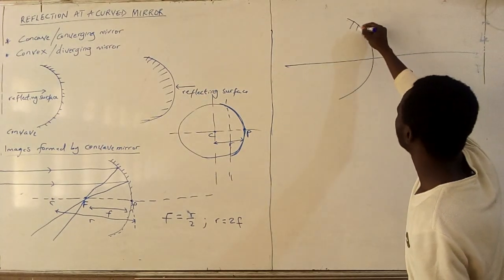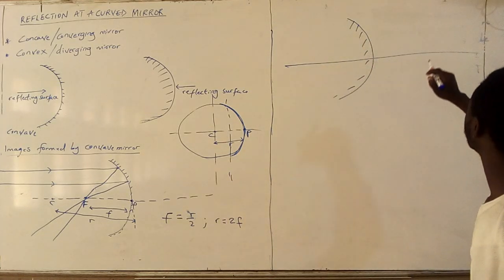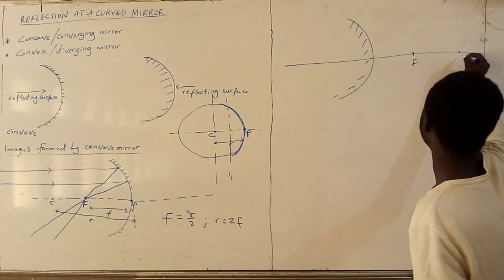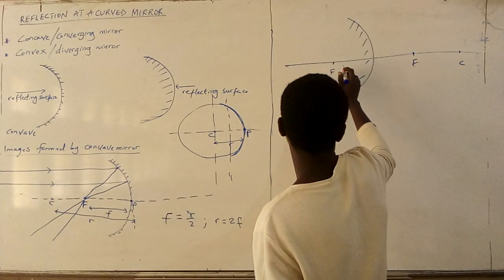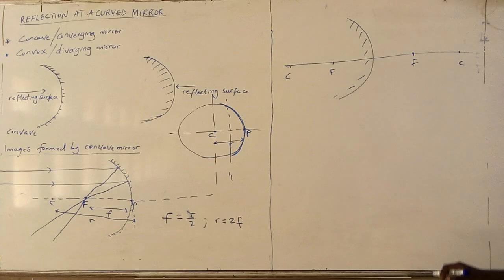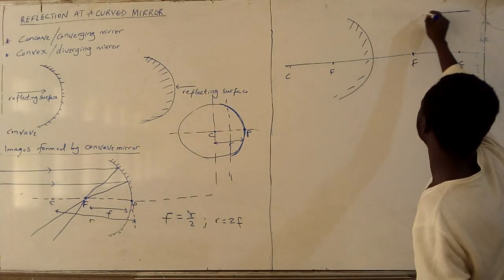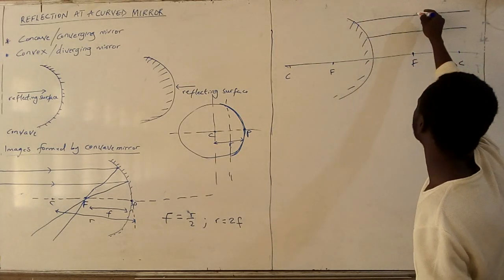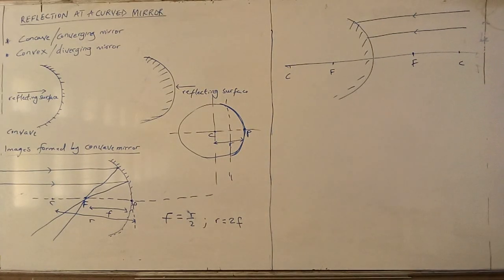So we said this plate part is the shaded part, then this is the reflecting surface. So we have F and we have C. We can also have this F and C at this place. So from here now, if we have rays that are parallel this way, let me use two rays of light. We said they will fall on the principal axis.